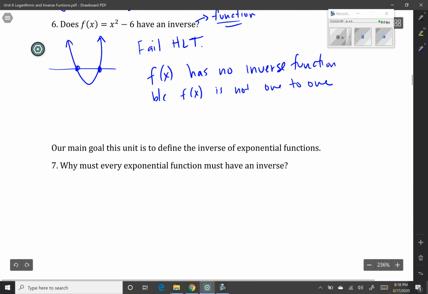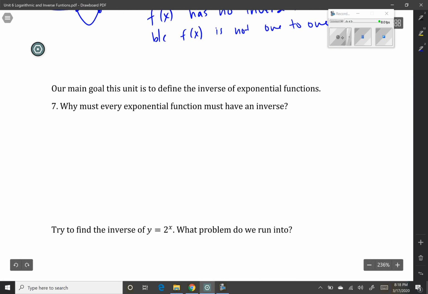Okay. Next, it says our main goal of this unit is to find the inverse of exponential functions. So the main goal here, we have this new function that we're going to start talking about in lesson 3 called a logarithm. What's so special about a logarithm? Well, it's the inverse of an exponential function. So because of that, we have to talk about exponential functions again.